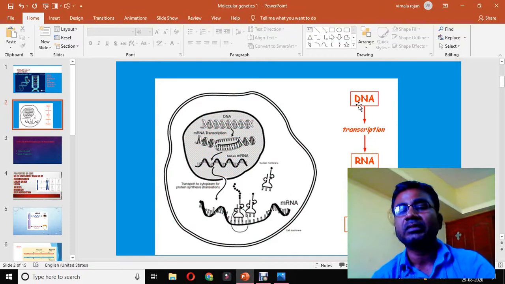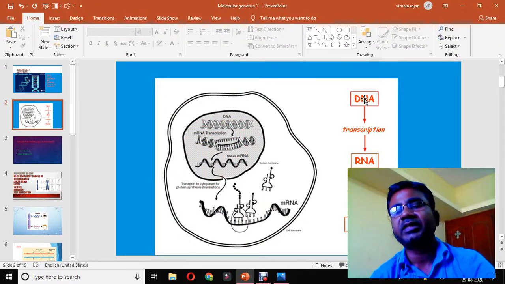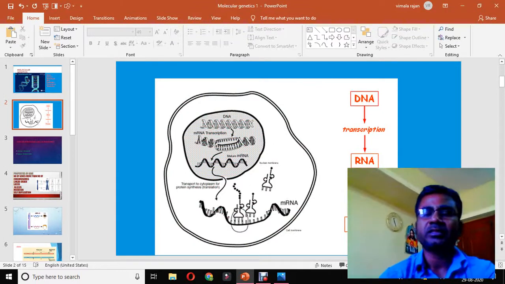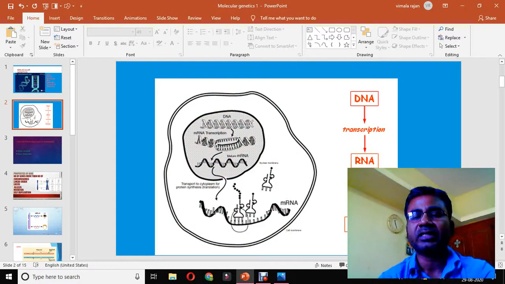And one more thing, replication is there. DNA is again producing DNA. DNA is producing two copies of itself. That is replication. Replication means production of DNA by DNA. So these are the major processes we are going to study in this lesson: replication, transcription, translation.